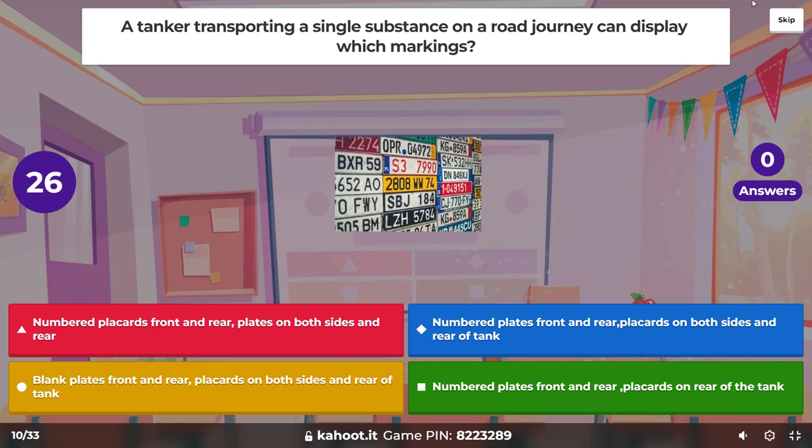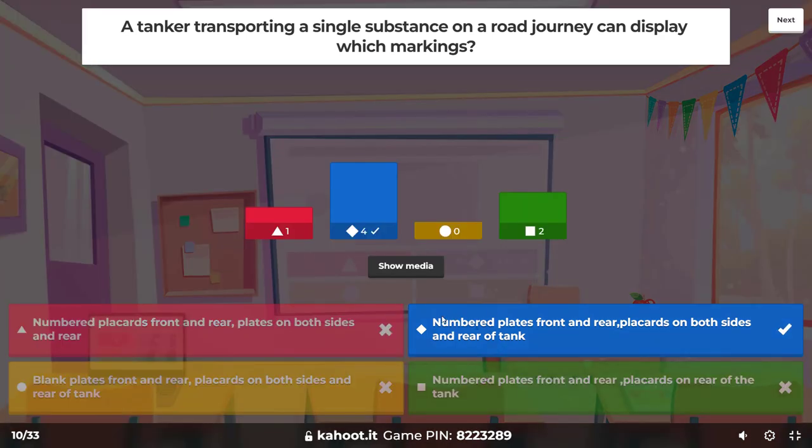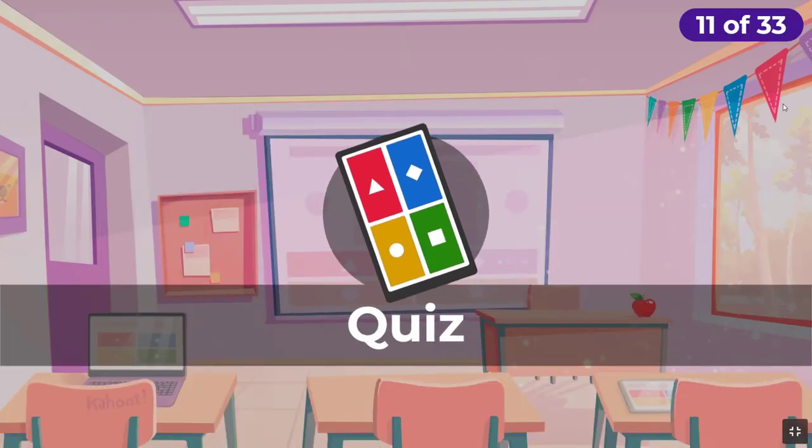A single substance. Oh, that's a bit tricky because it's not numbered placards, it's numbered plates, isn't it? Well done. It's numbered plates on front and back, numbered orange plates, not placards. Placards are the diamonds. Number plates front and rear, placards on the back and the sides. Again, you're not going to get a question that complicated.